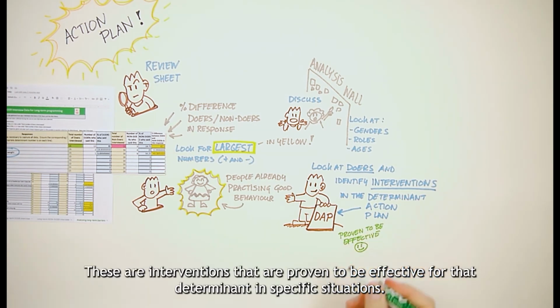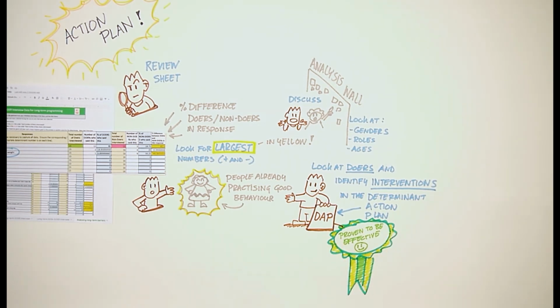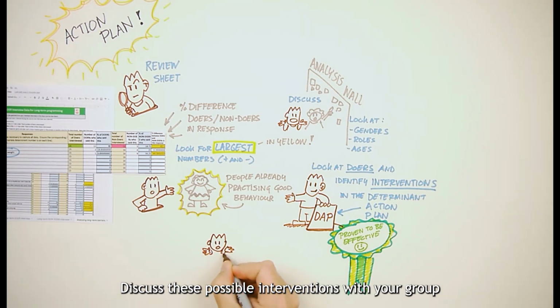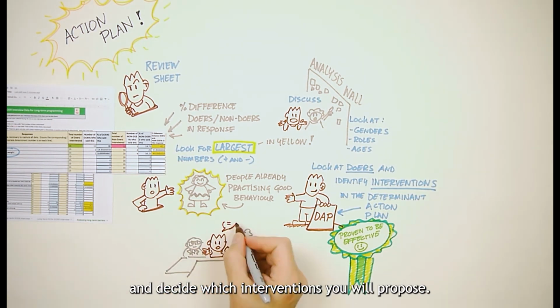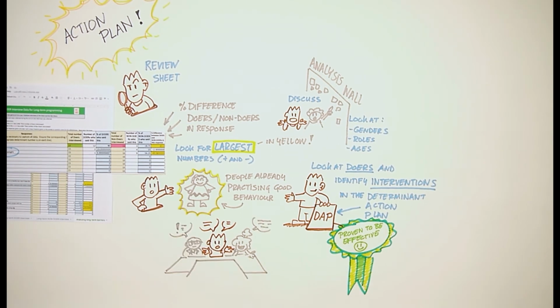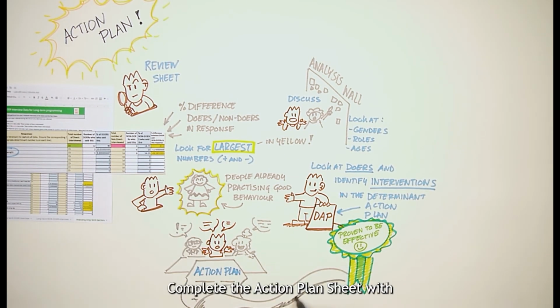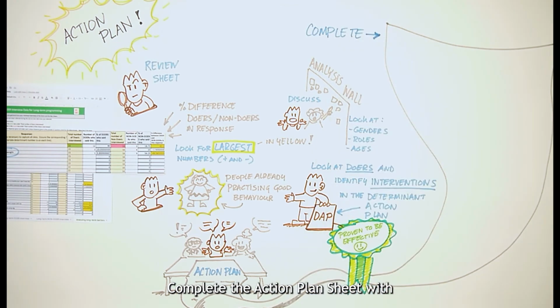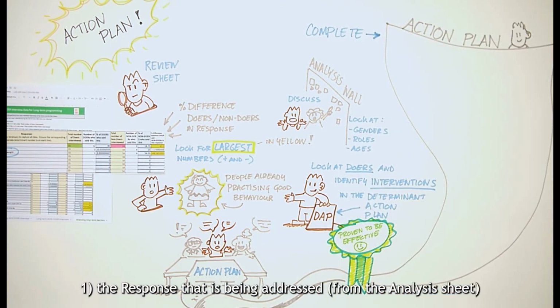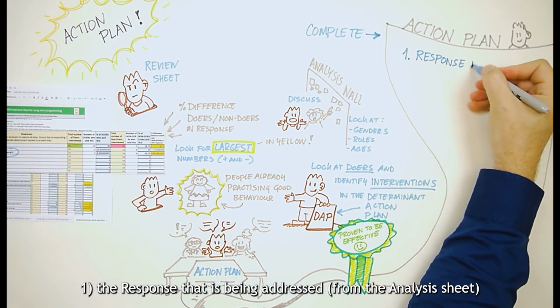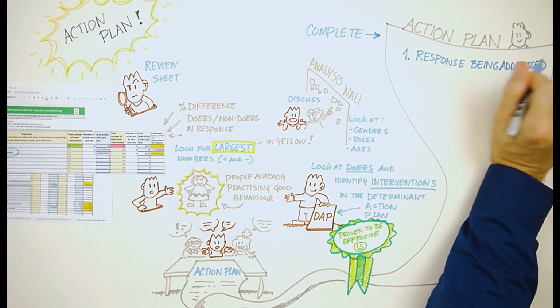These are interventions that are proven to be effective for that determinant in specific situations. Discuss these possible interventions with your group and decide which interventions you will propose. Complete the action plan sheet with 1. The response that is being addressed from the analysis sheet.